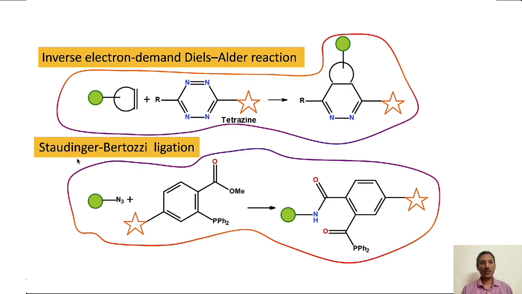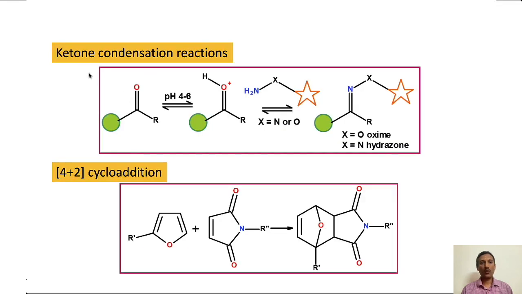Another one is the Staudinger ligation, which we saw: an azide, when treated with triphenylphosphine derivatives, leads to the formation of the condensed product as shown here. This is also called the Staudinger-Bertozzi ligation reaction. And I mentioned a little earlier a ketone condensation reaction. We saw some examples.